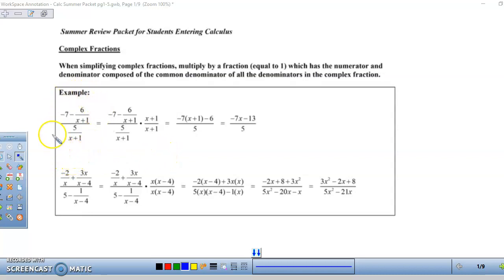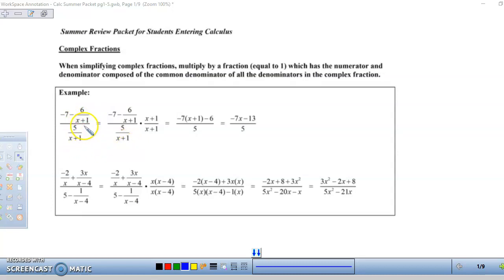On complex fractions, that occurs when you have fractions within a larger fraction. So you can kind of think of it as this 5 over x plus 1 is the bigger denominator, and then the x plus 1 is the smaller denominator. So the goal here is to simplify so that you don't have any of those smaller denominators anymore.